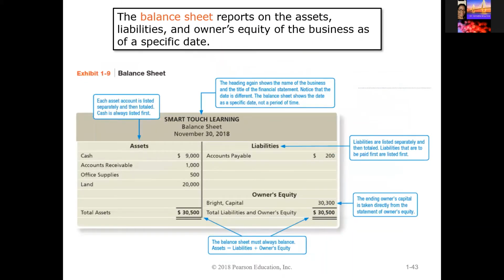The balance sheet lists a business entity's assets, its liabilities, and owner's equity as of a specific date. So the balance sheet is a snapshot of the entity. Always remember that the balance sheet will have the assets, liabilities, and owner's equity.